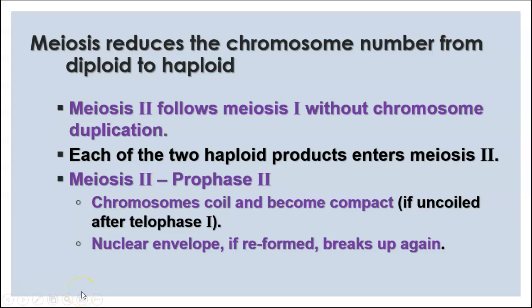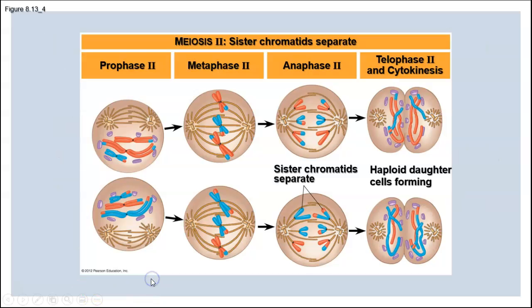Okay, so prophase 2, like we saw in mitosis, like we saw in meiosis 1, the chromosomes coil up and become compact. If, in fact, they uncoiled after telophase 1, that depends on the species. Different species do it slightly differently. But basically, if the nuclear membrane reformed, then it breaks up again, and we end up with something that looks like what we see in prophase of mitosis and meiosis 1.